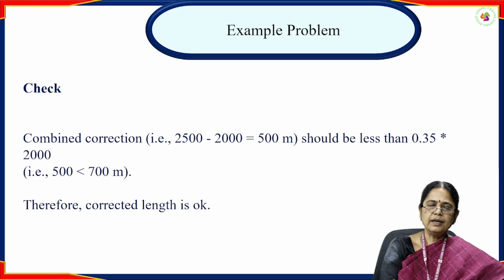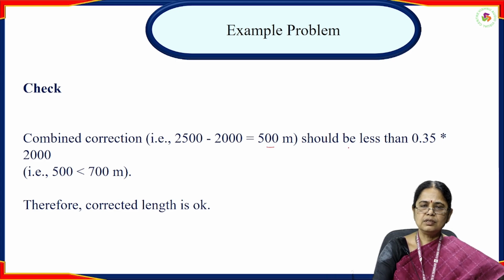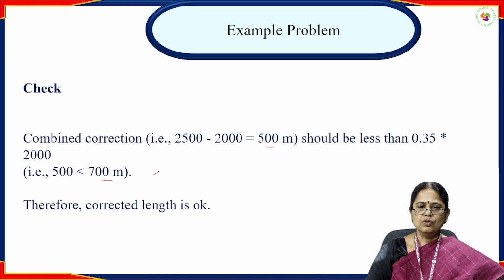So check the correction. The corrected length should be less than 35% of the basic length. So the increase is 500 meters. It is less than 700. So the corrected length is okay.